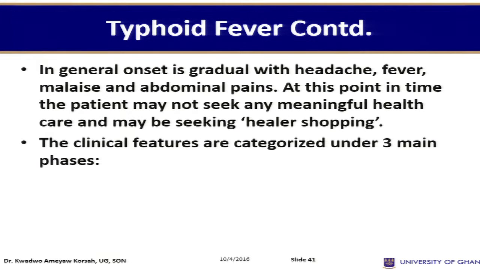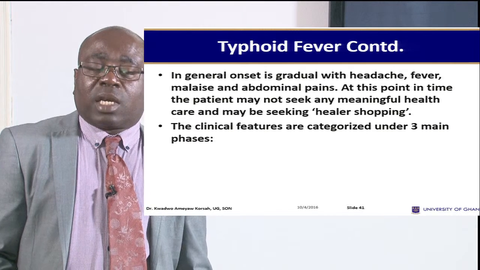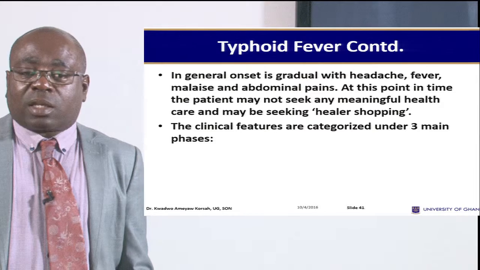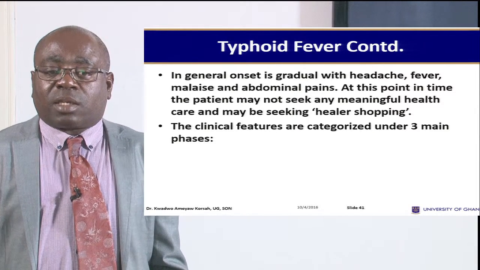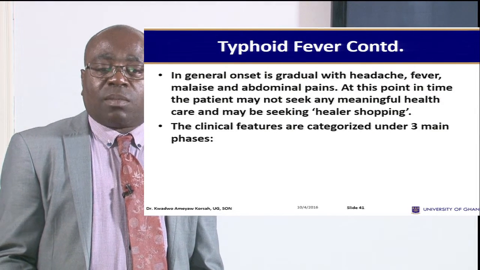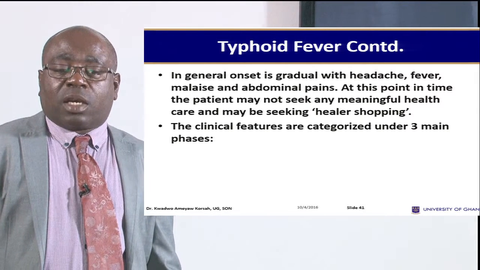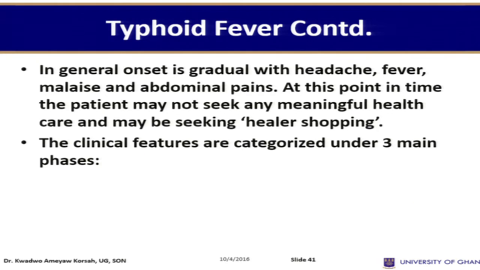And so in general, the onset is gradual with headaches, fever, malaise, and abdominal pains. And at this point, the patient may be going from chemist to chemist, and at times they may be treated mistakenly as malaria. And then we term this as healer shopping, because they move from chemist to chemist in search of drugs. And this clinical feature is characterized by 3 main phases.